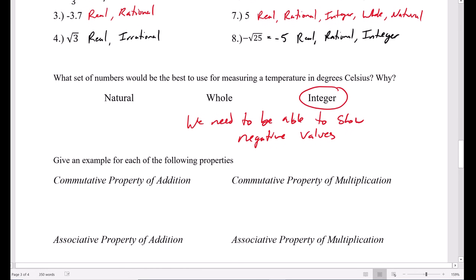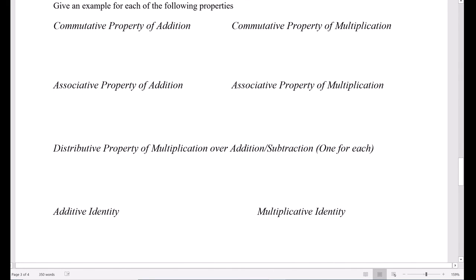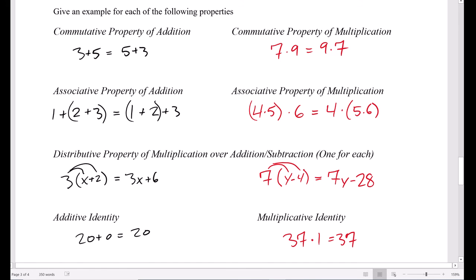All right, down below it asks us to give an example for each of the following properties. So again, through the magic of television, I'm going to write some in here and just go through them quickly for you. All right, so for the first two, the commutative property of addition, I have 3 plus 5 equals 5 plus 3. The order switches. All right, for commutative property of multiplication, it's the same thing, just with multiplication instead. 7 times 9 equals 9 times 7. So both addition and multiplication are commutative. We can change the order, and it doesn't change our answer.